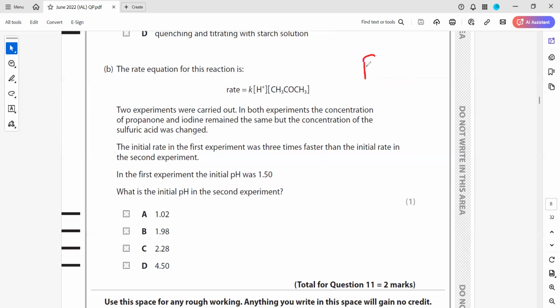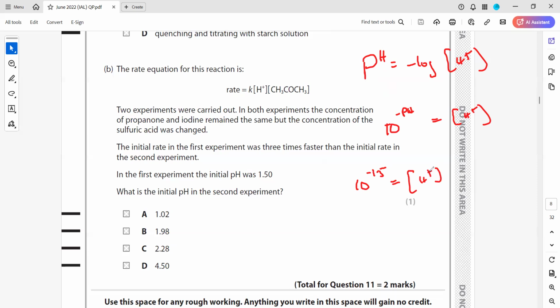First, you have the formula that pH is equal to minus log of hydrogen ion concentration. So to find the hydrogen ion concentration, 10 raised to the power minus pH. So 10 raised to the power minus 1.5. What is the answer? 0.0316. That is the hydrogen ion concentration.